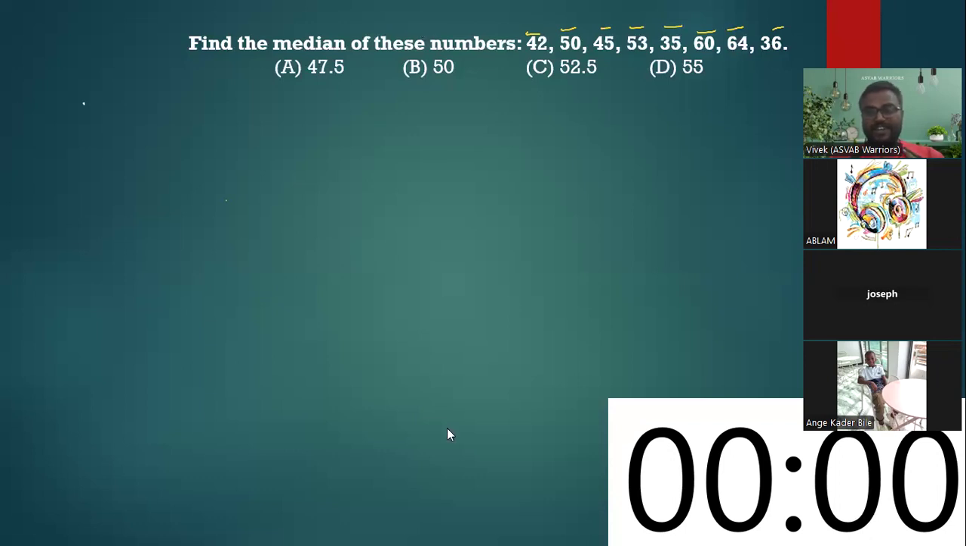That simply means I have to solve it. Let's try to arrange all the numbers in ascending order. So here we have 35, then we have 36, then 42, 45, then we have 50, 53, 60 and 64. I have three answers.